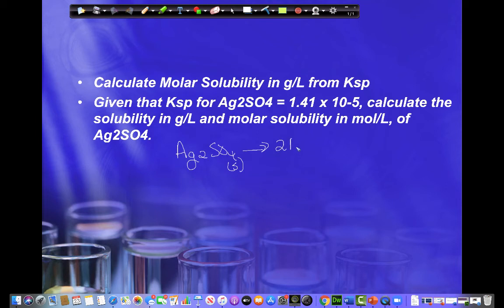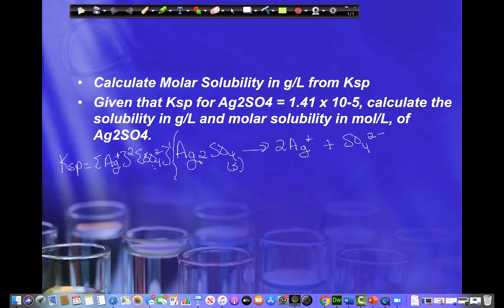So we're going to make 2 silver ions here, and then we're going to make 1 sulfate ion. So our K expression should be equal to silver to the second multiplied by sulfate to the first. Okay, so now we need the amounts at equilibrium in order to do this. We have the KSP value. So we're looking to get those values right here.